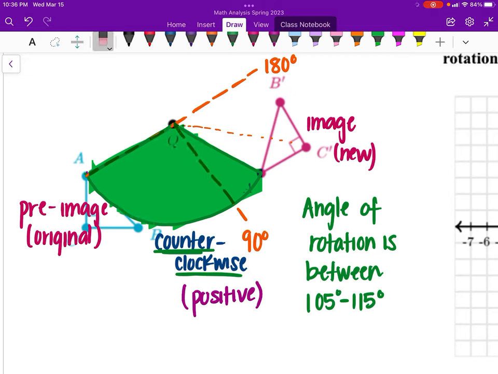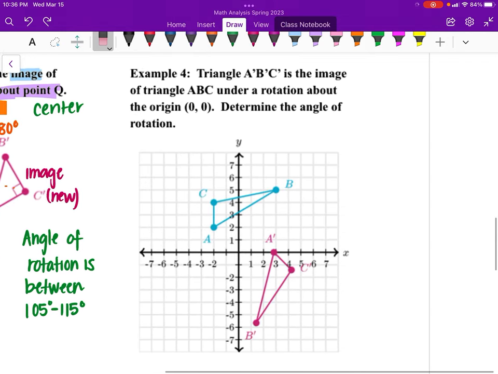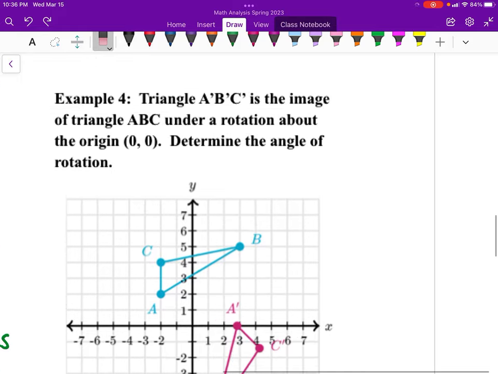All right, so let's go ahead and move on. That was about a 105 to 115 rotation. Let's go ahead and take a look at the next one.